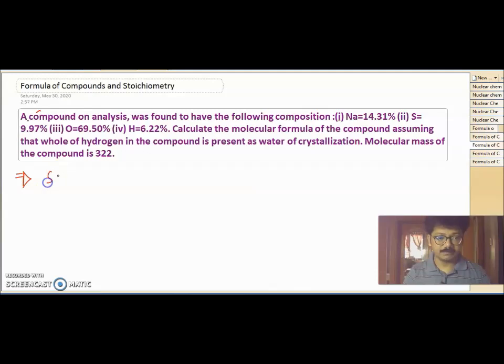Here the sample also contains some X H2O. What is this? This is known as water of crystallization, WOC. So now the molecular mass is given, which is required to find out the integer, and then we can find out the molecular formula.